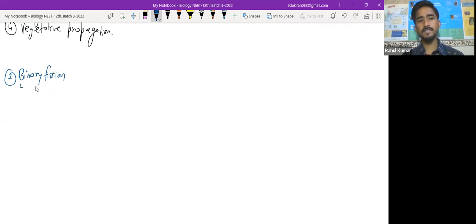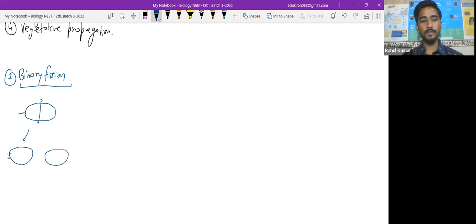So binary fission is simply where one cell, let's take an example of a bacterial cell. If this is a bacterial cell, this one cell simply divides from the center and becomes two daughter cells, both of which will develop into a bacteria. This is simple binary fission, one cell dividing into two. Is it clear?